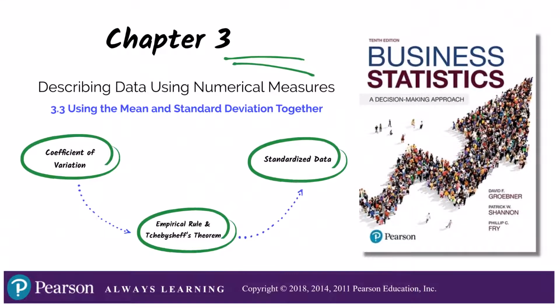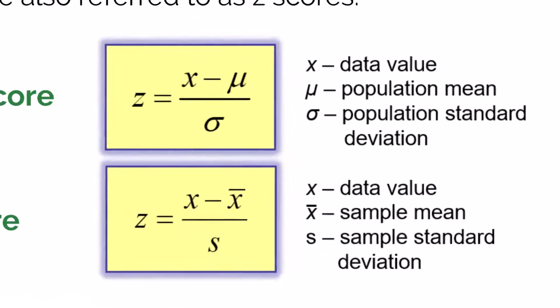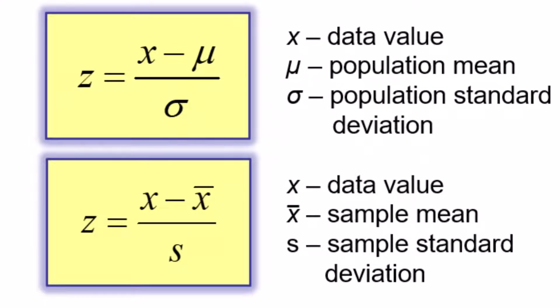Let's wrap this up and talk about standardizing data. Earlier, we used the coefficient of variation to compare 2 populations. Standardizing data values allows us to compare different things with different measures on a consistent or standardized scale. This is what we call our z-value or z-score, and it represents the number of standard deviations a value is from the mean.